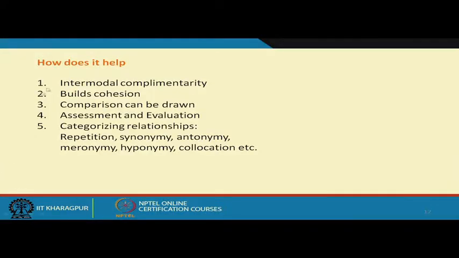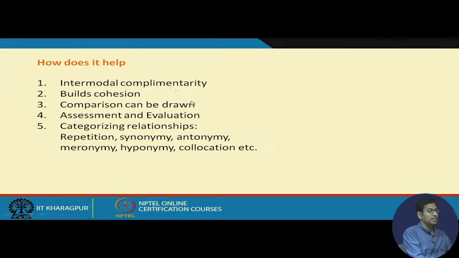The other part is the fusion part, which is where we are fusing both of them together. In most cases both of them are fused together and communicate one message. So, this is how advertisement utilizes it, and many other forms utilize this heavily. So, now let us see, how does it help?